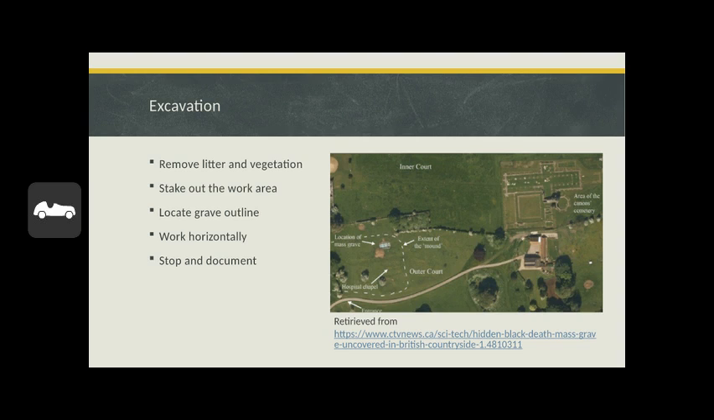Anthropologists are sure to work horizontally, clearing away layers of soil rather than delving straight down. When the first sighting of potential remains is discovered, work is halted and the discovery is documented. Documentation generally involves detailed note-taking and photographic records.